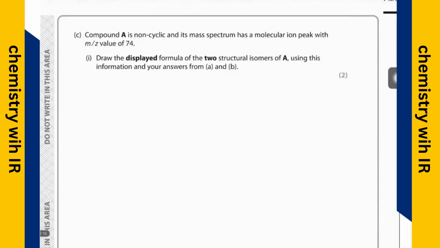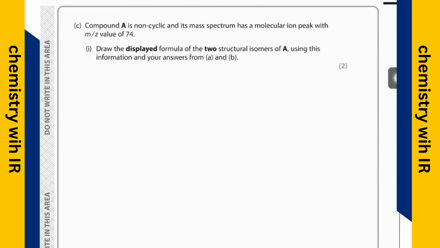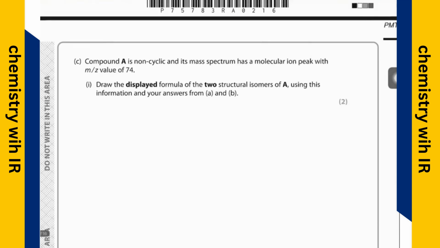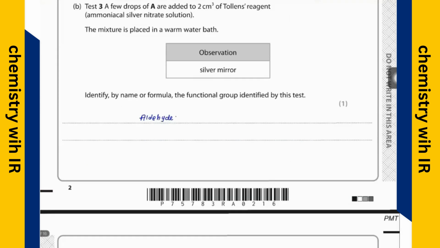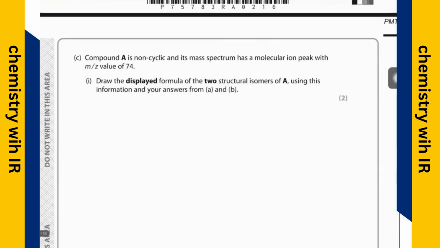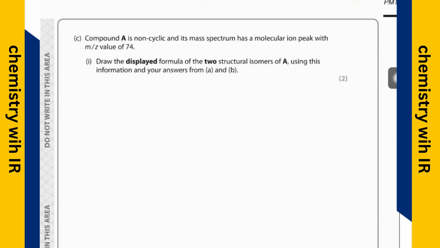Compound A is non-cyclic, and its mass spectrum has a molecular ion peak with a mass to charge value of 74. The molecular ion peak is going to tell you the overall molecular mass of a compound. So draw the displayed formula of the two structural isomers of A using this information and your answers from A and B. That means in A we identified alcohols, in B we identified aldehydes. Compound A is non-cyclic, meaning it doesn't have any ring.